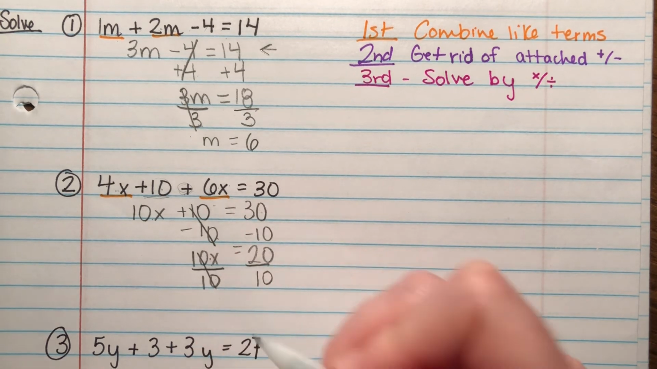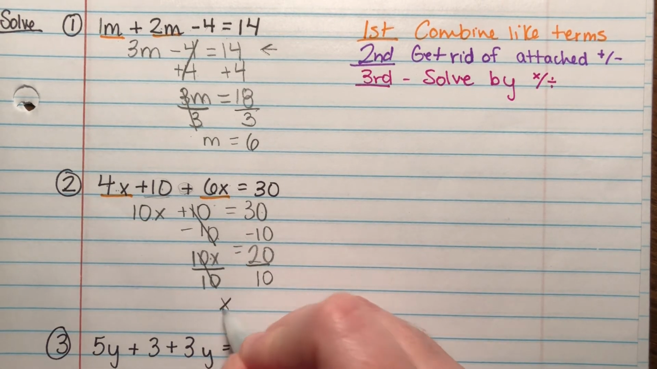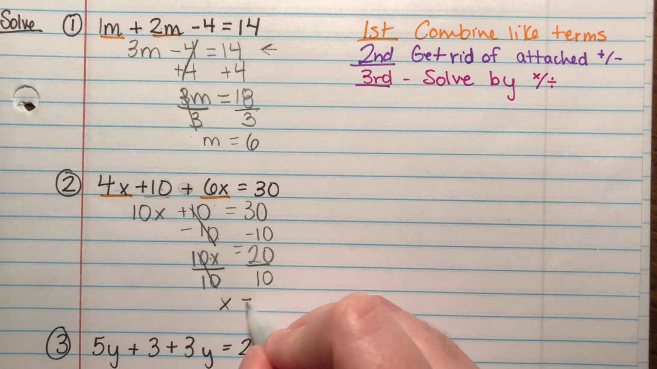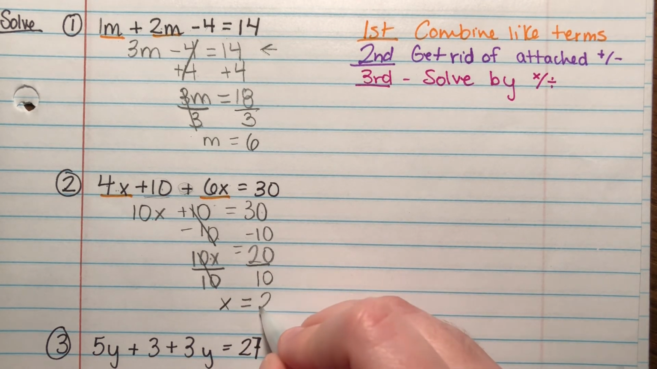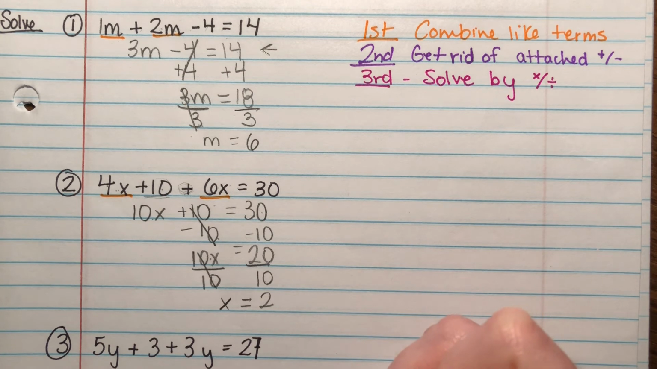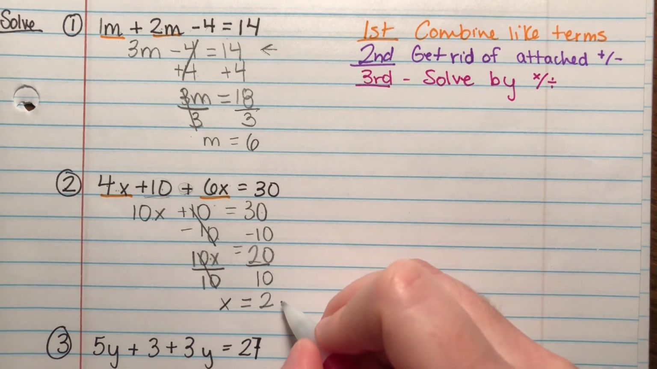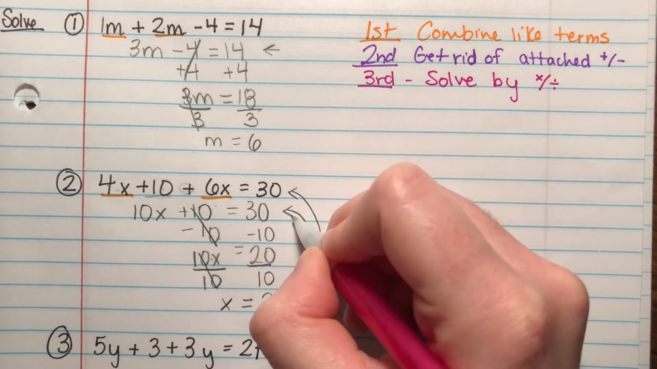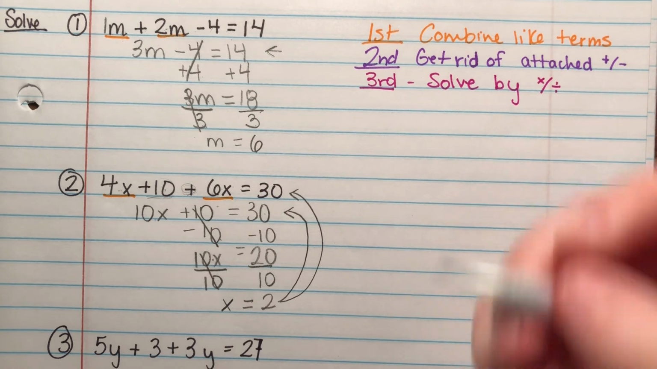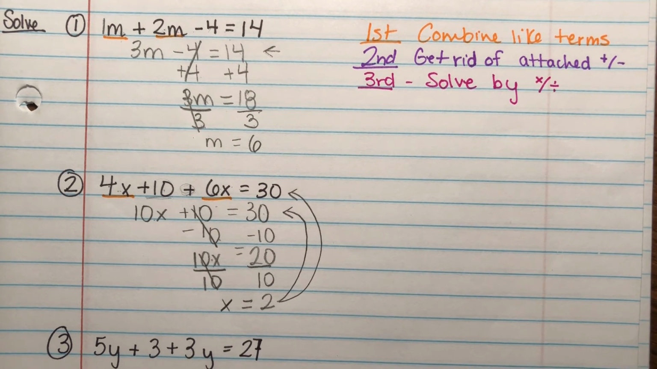Alright, so 10 divided by 10 is 1. I'm left with x equals, what's 20 divided by 10? That's just 2. So x equals 2. And like I said before, if you want to plug this back into the equation, you can plug it in here, or you can plug it in here. Alright, it will work in either one.